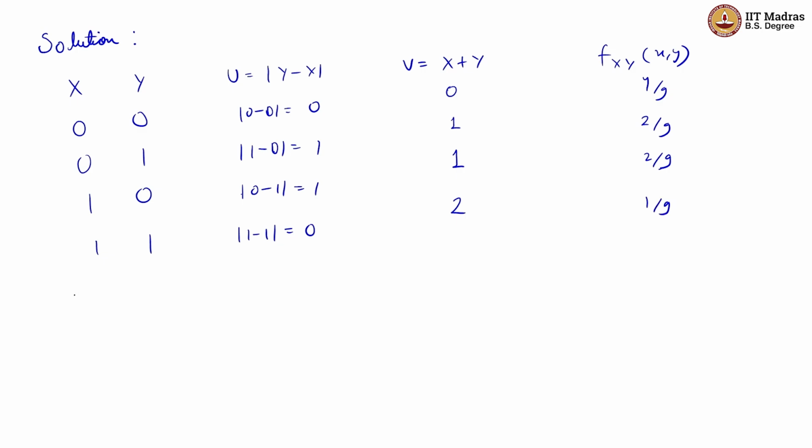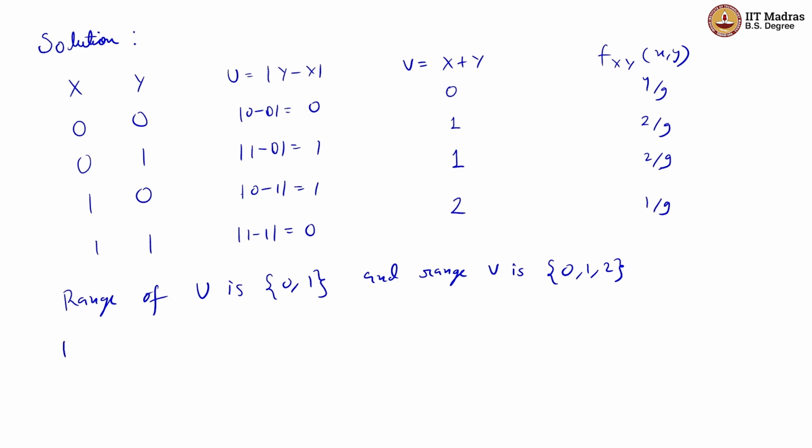So from the table, we can conclude that range of u is 0 and 1, and range of v is 0, 1, 2. Now let us find the probability that u is equal to 0.